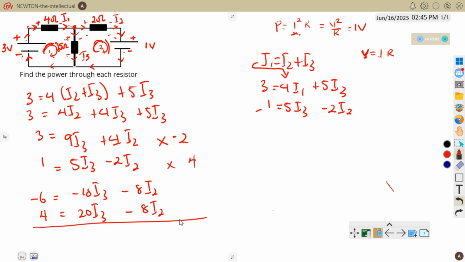And here we're going to be adding them. So adding them now, minus 6 plus 4 will give us minus 2, and it's going to be equal to minus 18 plus 20, which is going to give us 2I3, and then we have minus 8I2 minus 8I2. Okay, so we're supposed to subtract, sorry, so we're meant to be subtracting.